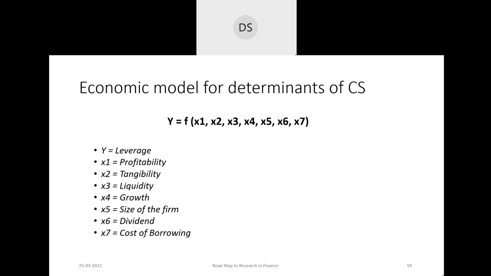So I have just given an example here. It may be familiar to most of you. Okay, so I want to examine the determinants of capital structure. CS means capital structure. So I have to identify the determinants of capital structure. So I am constructing an economic model for this one.